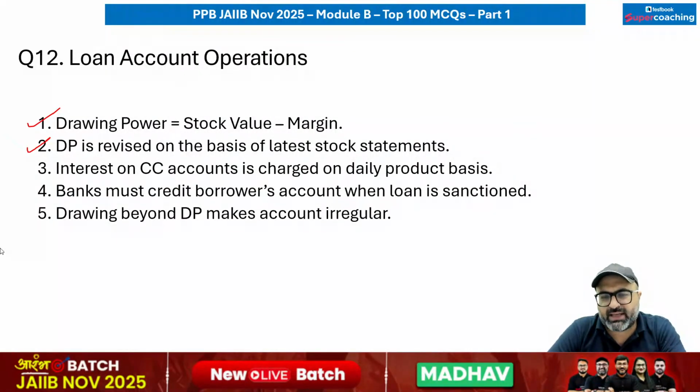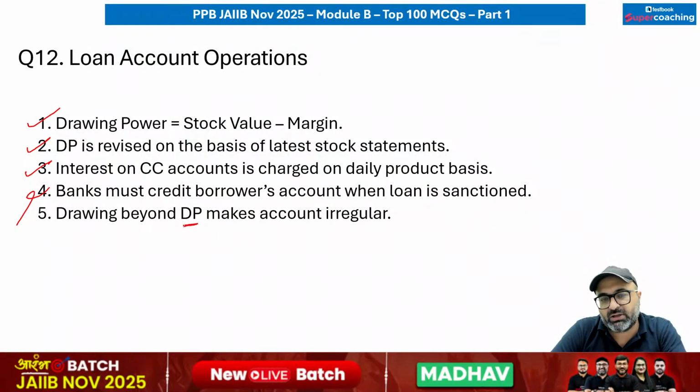Interest on cash credit accounts is charged on daily product basis. That is true. Bank must credit borrower's account when loan is sanctioned. So credit disbursal depends on documentation. It is not done automatically. जब आपके documents complete होंगे, loan disburse तभी होगा. Sanction का मतलब disbursement नहीं होता.